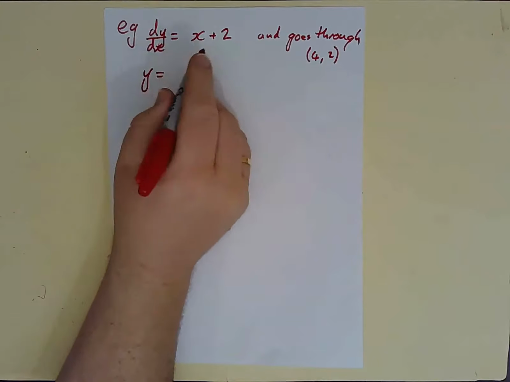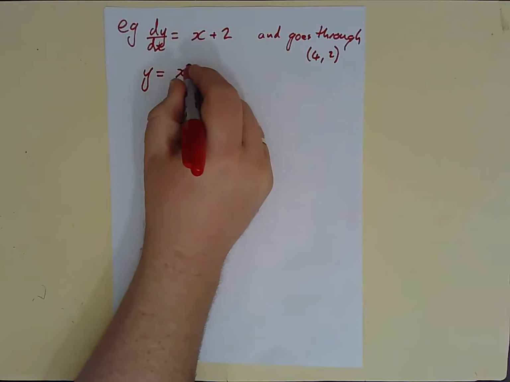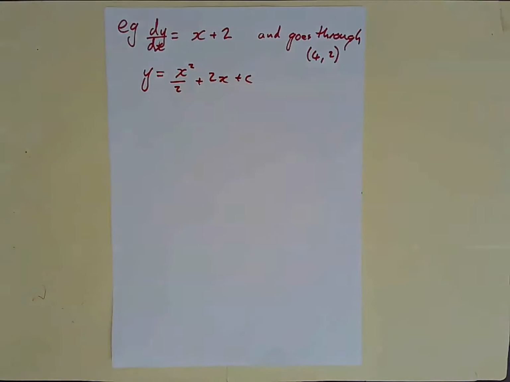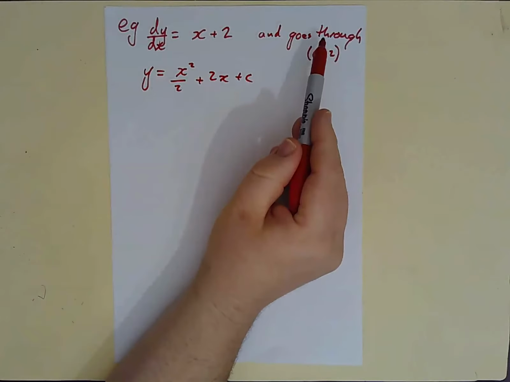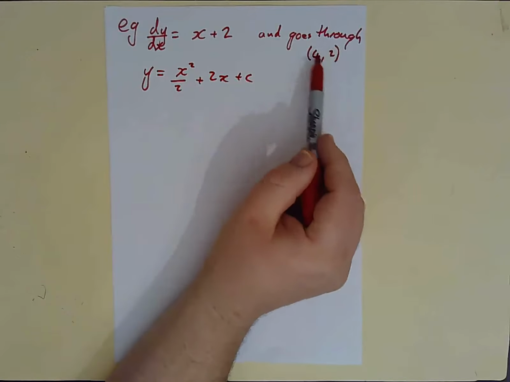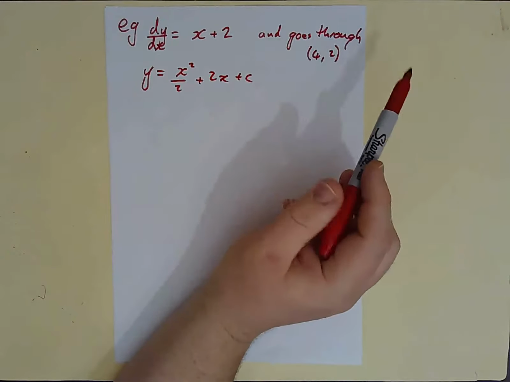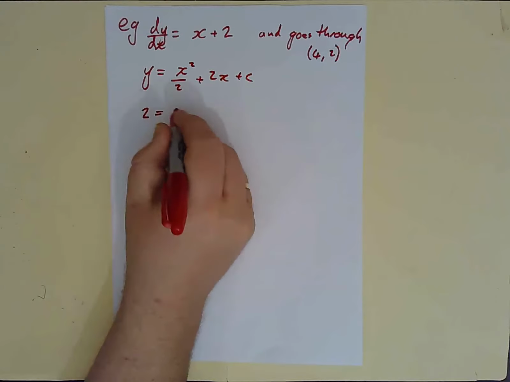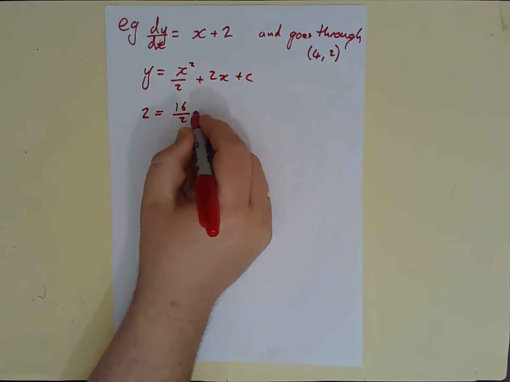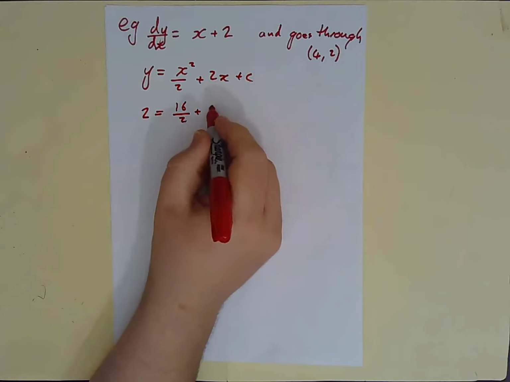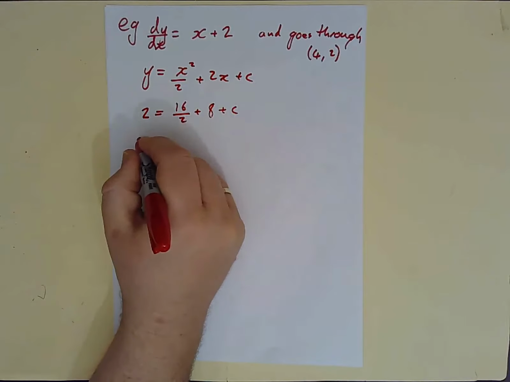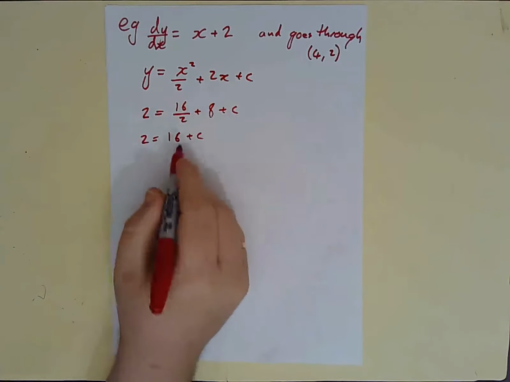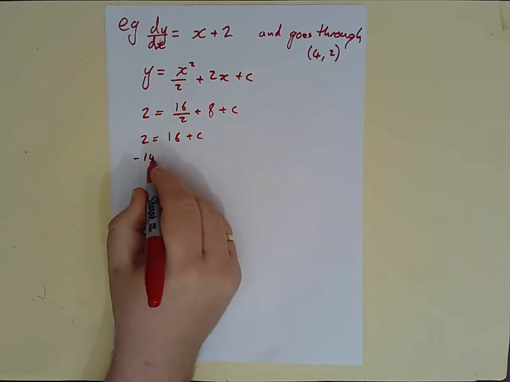We get y equals the integral of this, which is going to be x squared over 2 plus 2x plus c. And then if we're looking for a particular solution, which in this case we are, we use whatever information we've got to find the value of our unknown. So in this case, when x is 4, y is 2, so we've got 2 equals 4 squared, which is 16 over 2, plus 4 times 2 is 8, c. So 16 over 2 is 8, plus 8 is 16. Minusing off 16, we get minus 14 equals c.